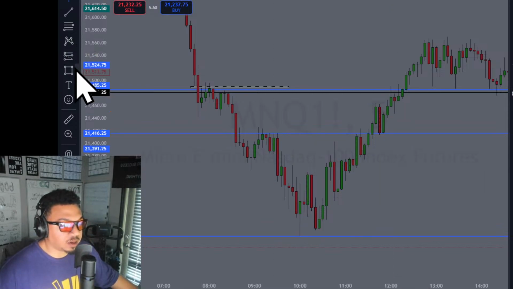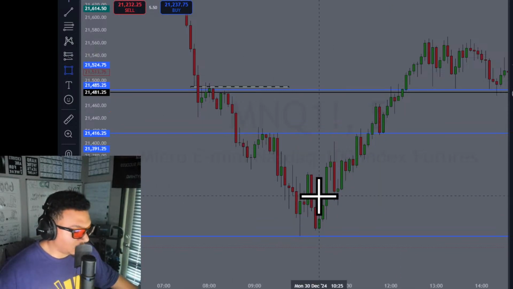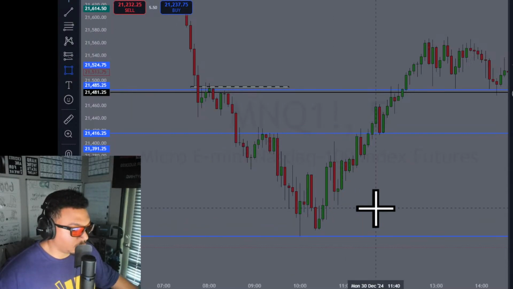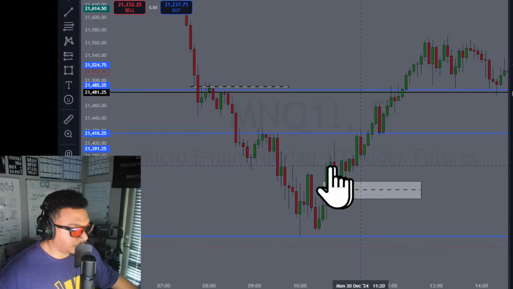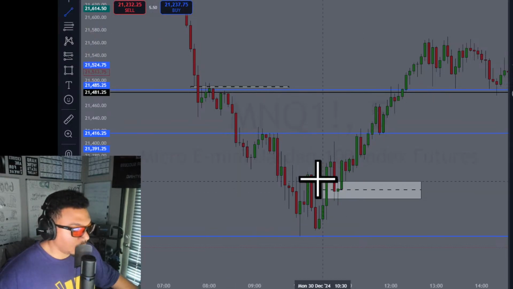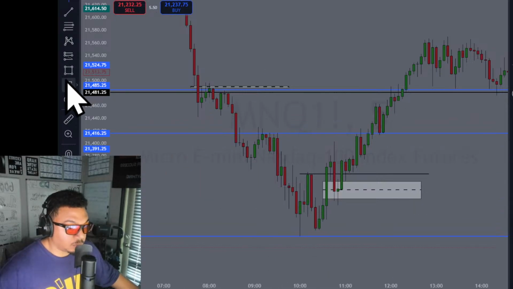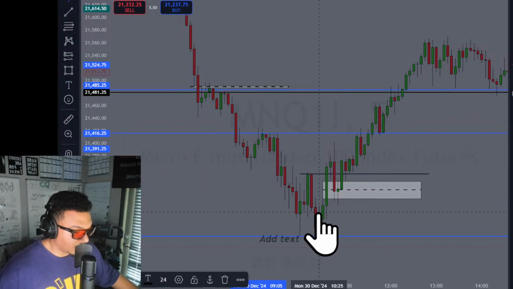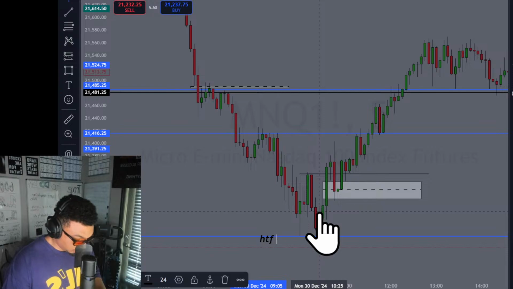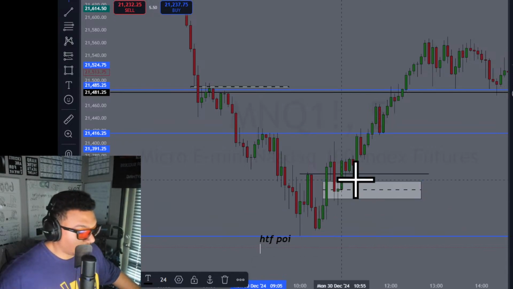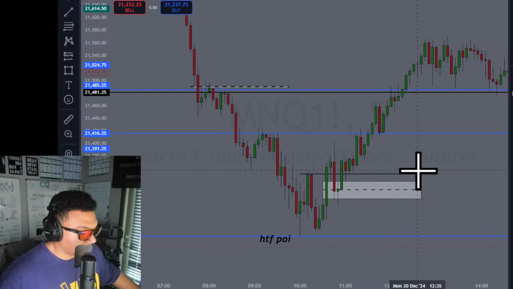Right here was a buy trade that I missed. I was upset about this, but I did catch a good sell trade. I'll show you both of them soon. But look, this buy right here, because there was a market structure shift. There was the higher time frame point of interest right here that got wicked. All right, we get the higher time frame point of interest. We got the market structure shift right here.